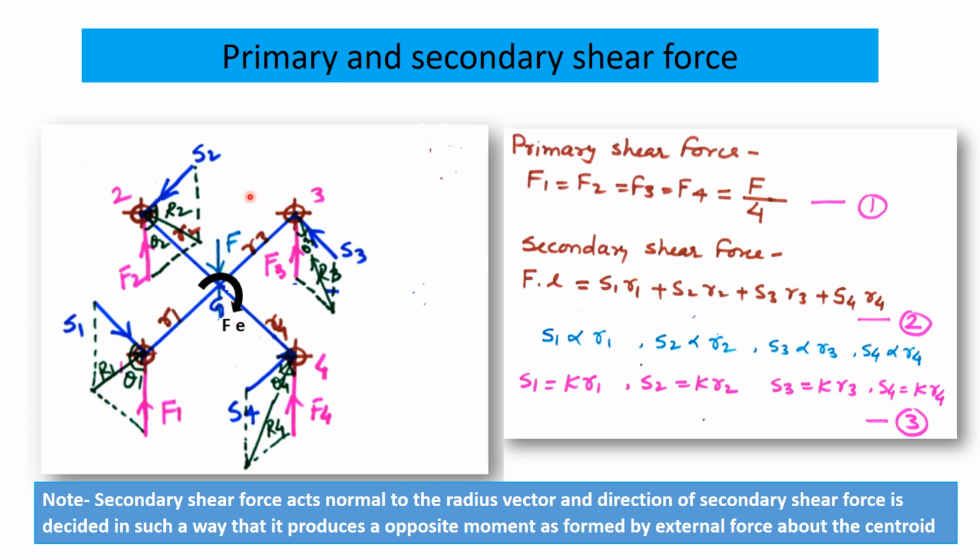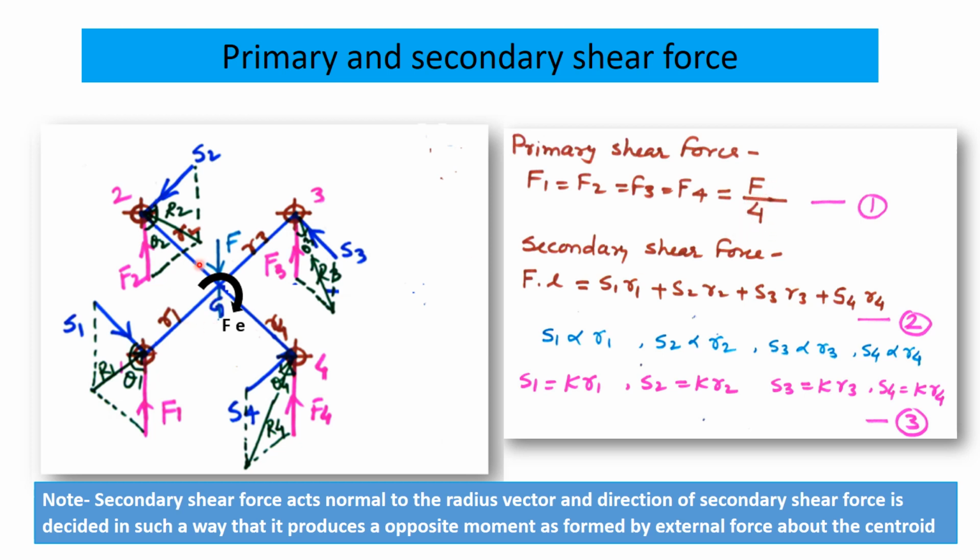The number of rivets in this case is 4: 1, 2, 3 and 4. So the primary forces are equal in each rivet, that is, F1 is equal to F2, equal to F3, equal to F4, equal to F divided by 4, where 4 is the number of rivets. If the system has 6 rivets, 7 rivets, or 8 rivets, then accordingly this number will change. So we write a general formula, F divided by N, where N is the number of rivets. Here it is 4, that's why we put it here.